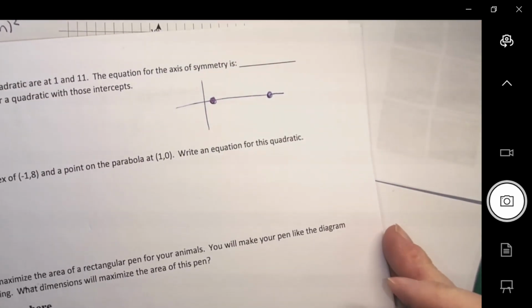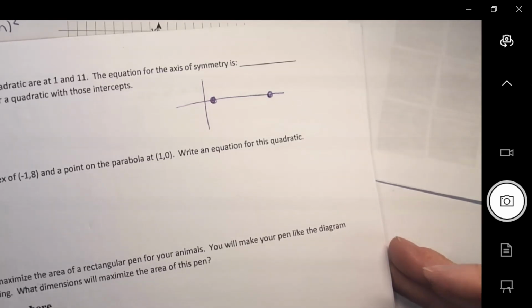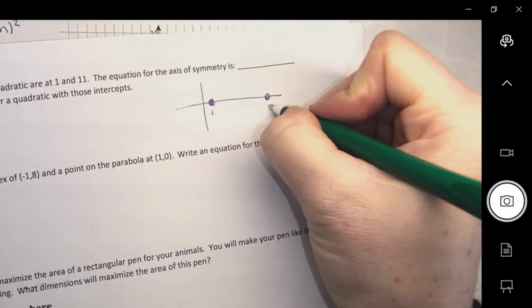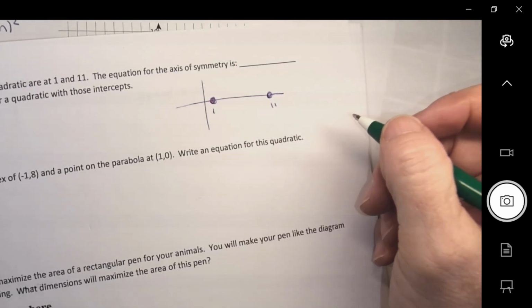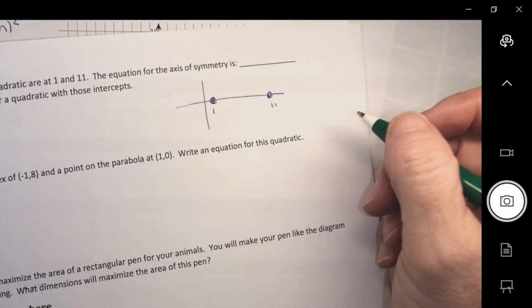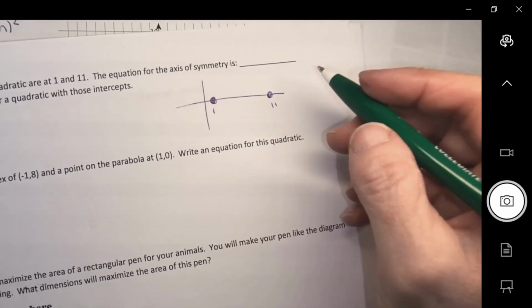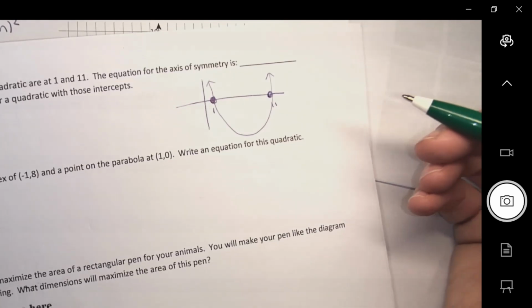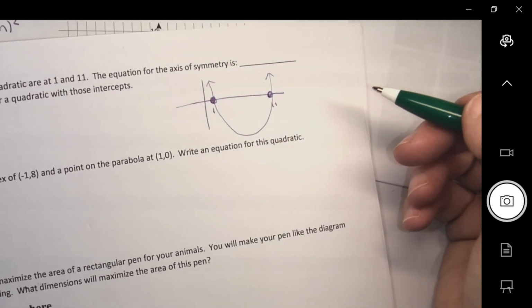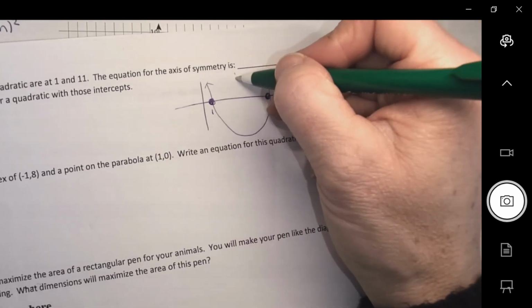So if I had an x-intercept at 1 and at 11, where do you think I would have an axis of symmetry? What's the relationship? Where would it have to go? So think about this parabola being something like that. Where is the relationship? What are you looking for? Right in the middle.